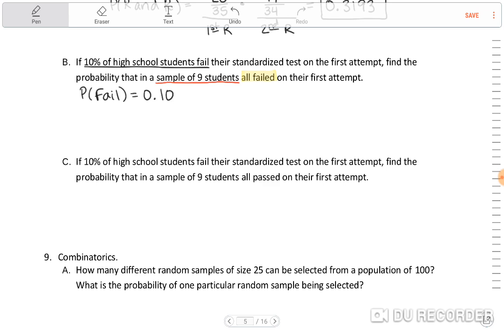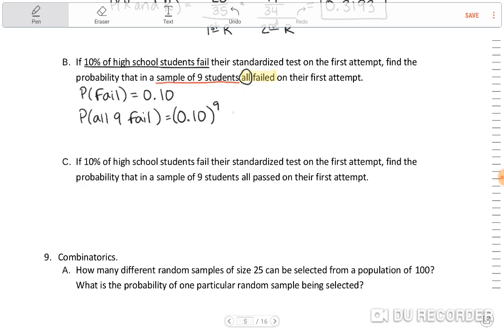Now, these are independent events because the failure of one student does not determine the failure of another student. So these are independent. And therefore, when we see that word, all of them, this is really your key. That's the biggest key word. The probability that all failed. So when we say the probability that all of them failed, this is like all 9 fail. That means we're going to take the probability of the first one failing times the second one failing times the third one, all the way out 9 times, right? Or in other words, we could say 0.10 to the 9th power.